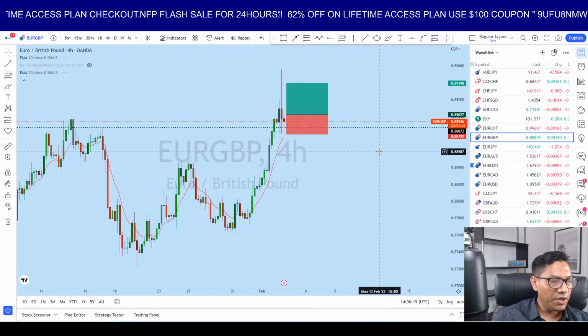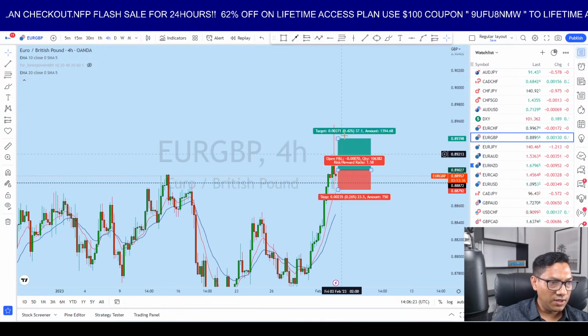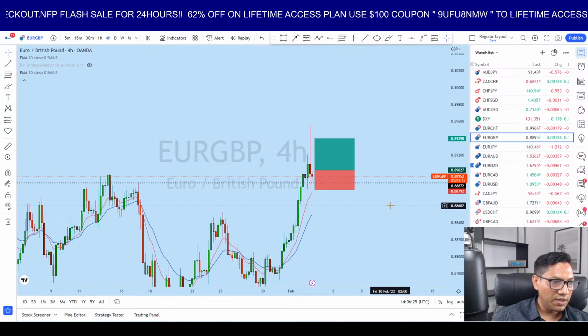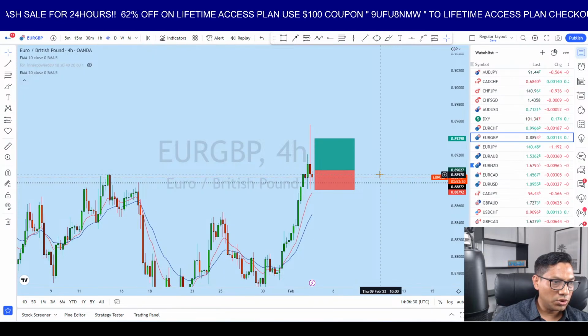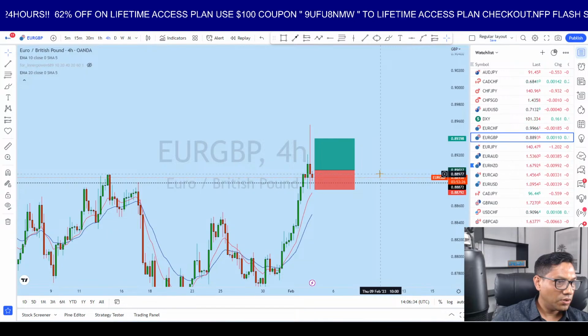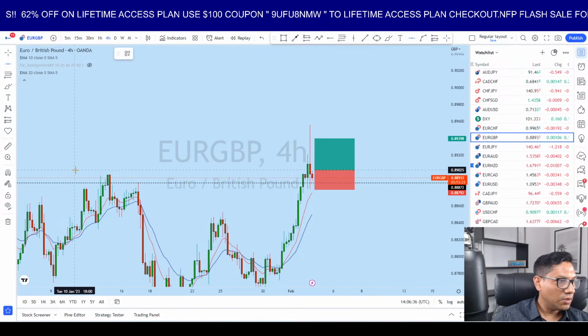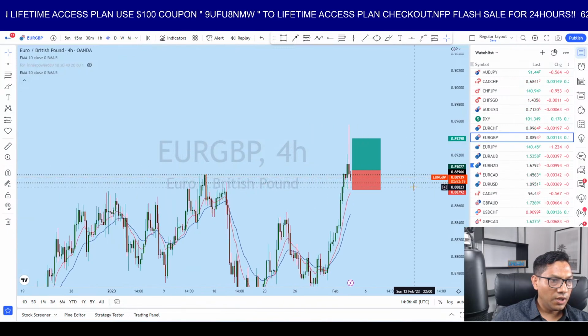So Euro GBP, we'll keep that running. Let's see. I think that we should see some movement to the upside on this one, as the price has closed above this important resistance level, which is turning support. You can see this is the resistance turning support.